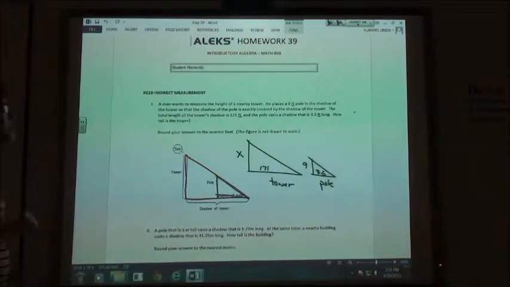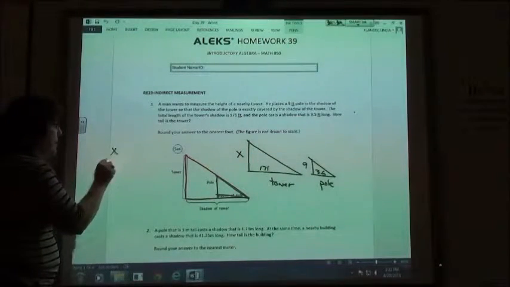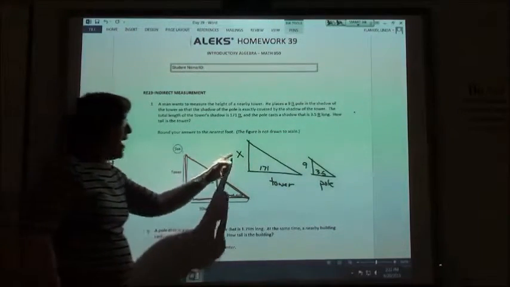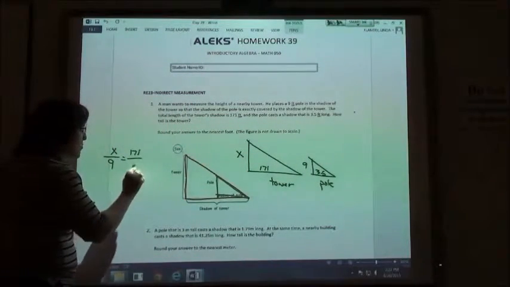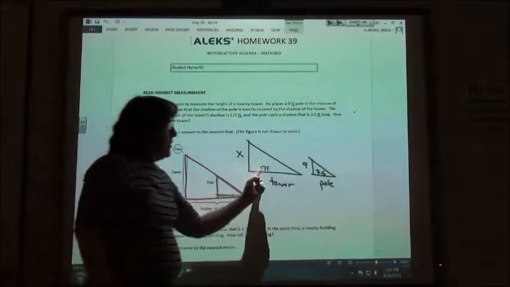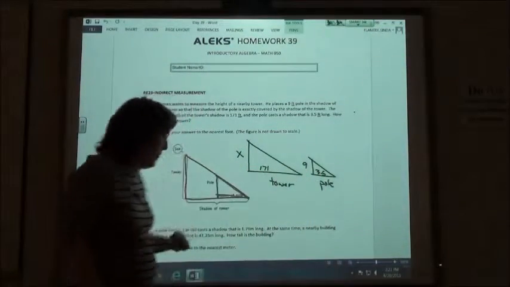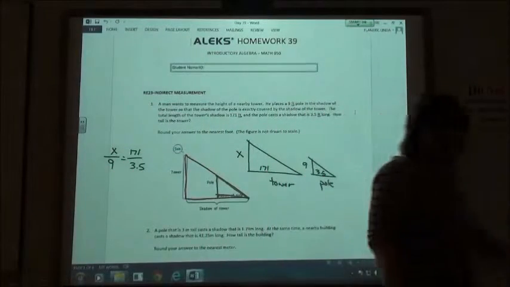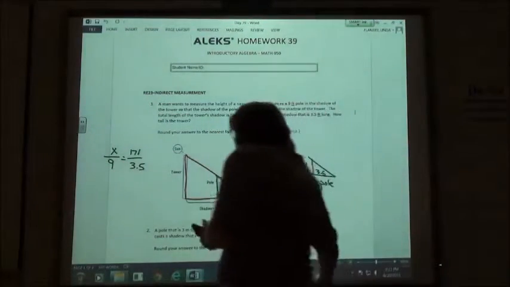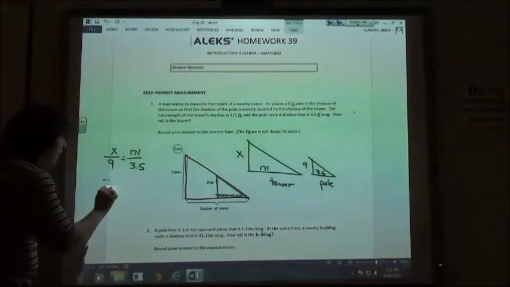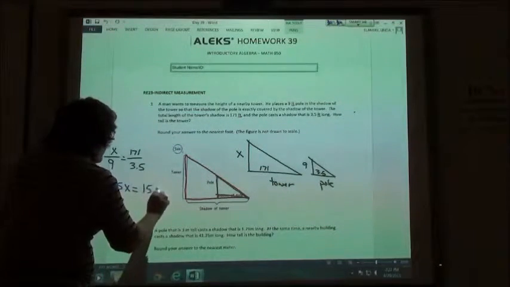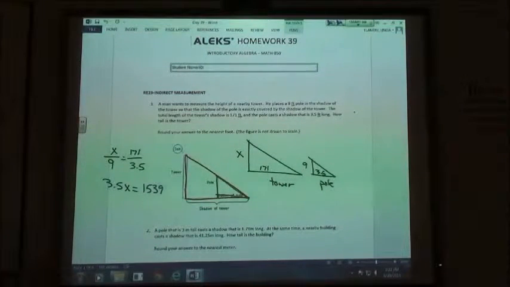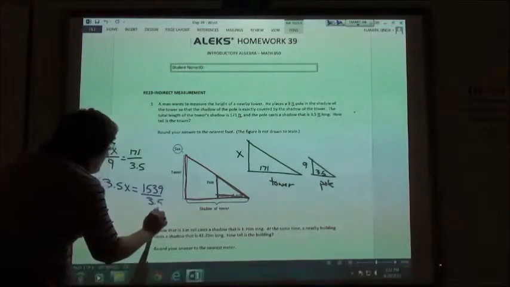So if I'm using my proportion for similar figures, the x corresponds with the 9, the height of the tower to the height of the pole. The 171 corresponds with the 3.5, the shadow of the tower to the shadow of the pole. So again, we just solve this by setting up our proportion and cross multiply. X times 3.5 would be 3.5x. 9 times 171, 1,539.